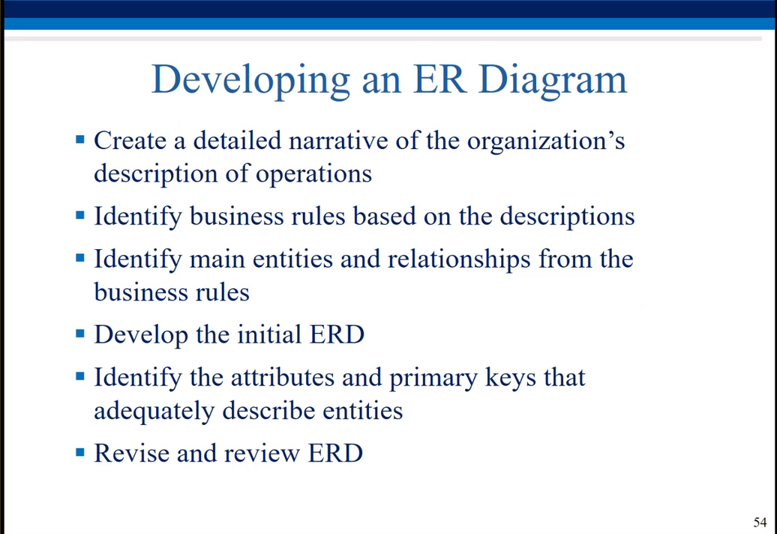So we have developing an ER diagram. Again, this is the way that you need to do this. You create a detailed narrative of the organization description in here. You identify business rules based upon the descriptions. You identify the main entities and relationships, and I actually have a slide, the very last slide, that shows you how to do that. Then you develop the ERD, and of course you make changes. So you can identify the attributes, primary keys, foreign keys, and then just revise it as necessary.